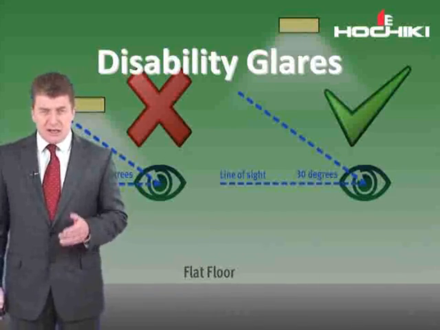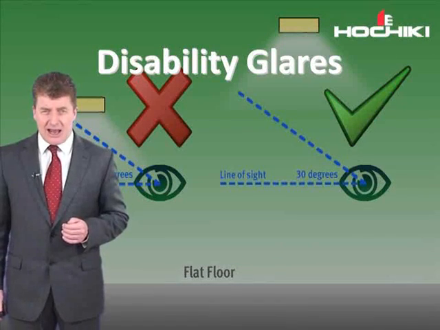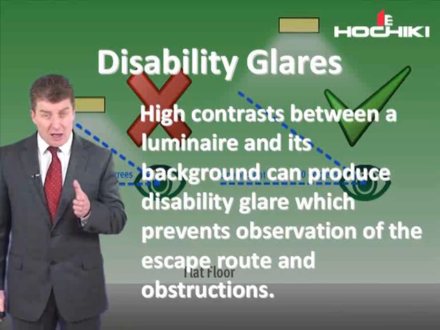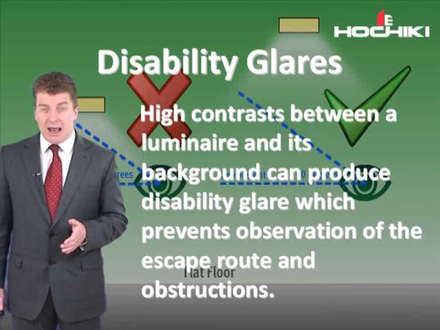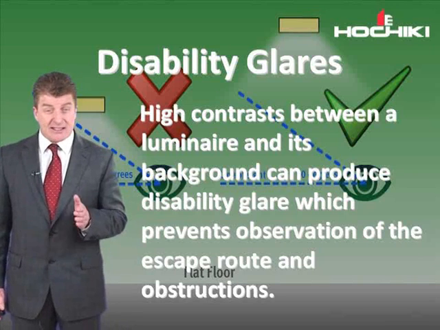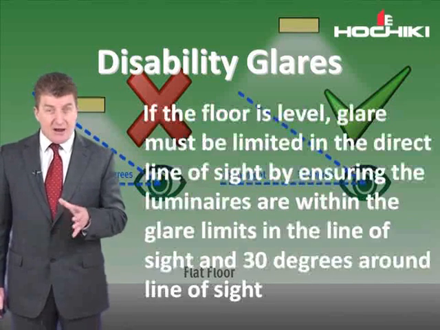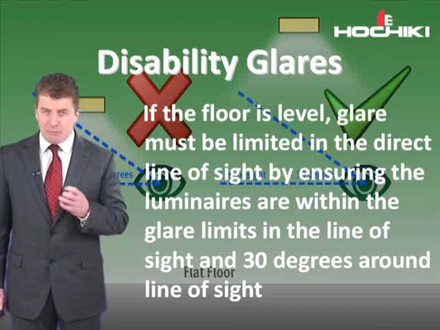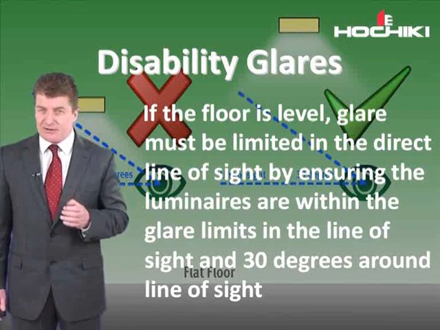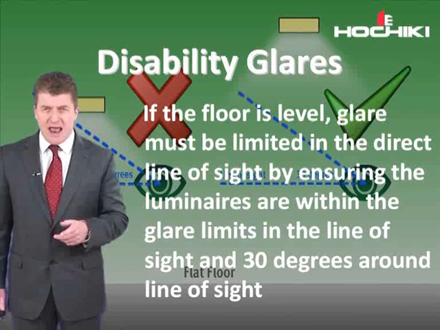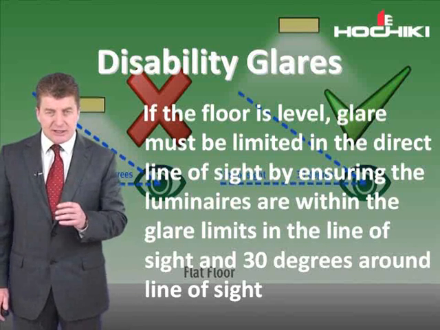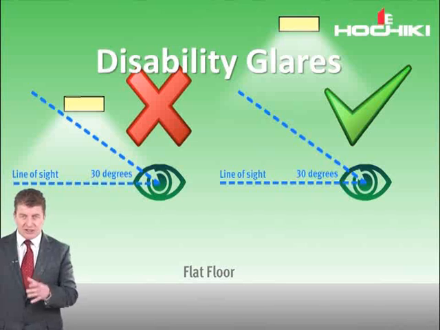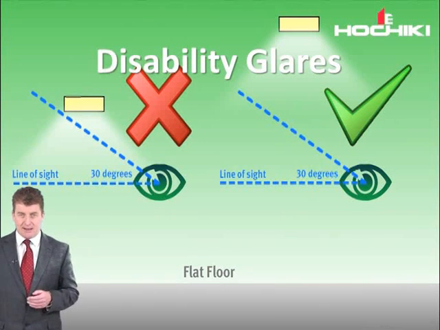Now I want to discuss a phenomenon called disability glare. High contrast between a luminaire and its background can produce what we call disability glare, which prevents observation of the escape route and obstructions. If the floor is level, glare must be limited in the direct line of sight by ensuring the luminaires are within the glare limits in the line of sight and 30 degrees around the line of sight, as you can see here. This shows you what is acceptable and what is not acceptable.